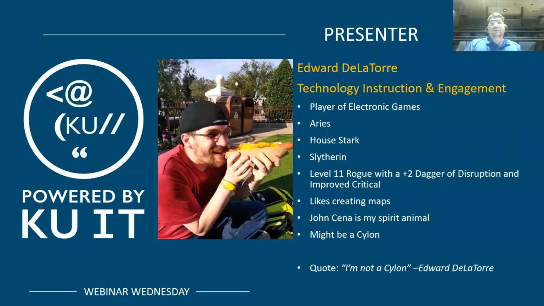So firstly, who am I? I am Edward. I have been with KUIT for 6 years. I really enjoy playing video games. I'm an Aries, I'm an ENFP. My life is an open book and I'll generally answer any question that you ask me.